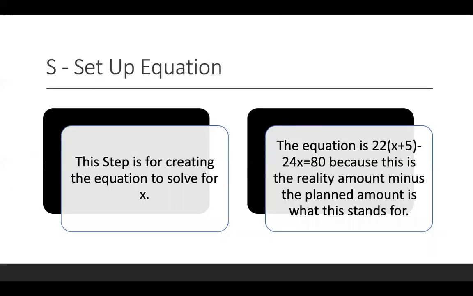So the next letter in the Do Don't Swim with Sharks is S. It stands for Set Up Equation. This step is just for creating the equation to solve for x. I am going to use the equation 22 times x plus 5 minus 24x equals 80 because we know this is true and it helps us solve for x. It doesn't have too many variables in it. This is the reality amount minus the planned amount and equals 80.